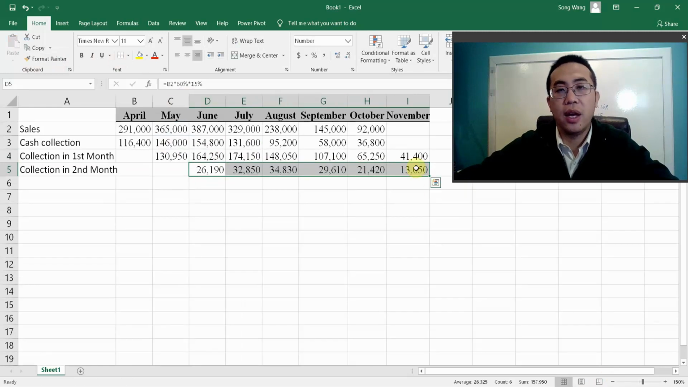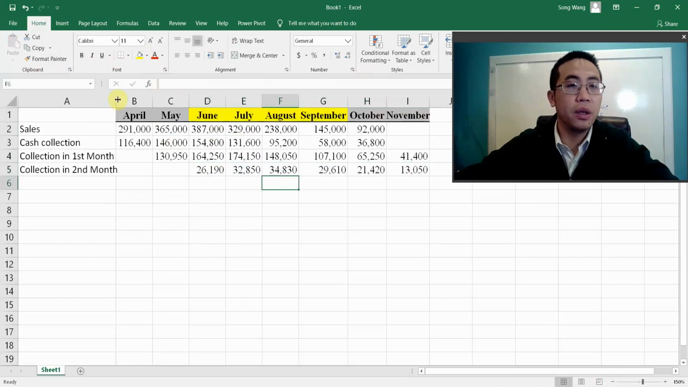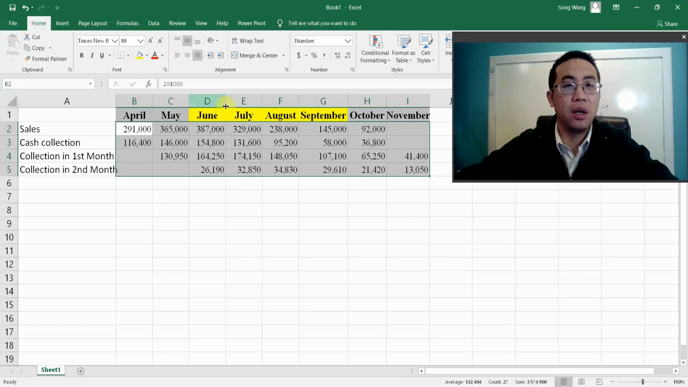All right. Well, I can extend it to December, but I don't need to do that because my analysis period is from June to September. So for the numbers here, I want to make them smaller. The font, make it smaller as well.